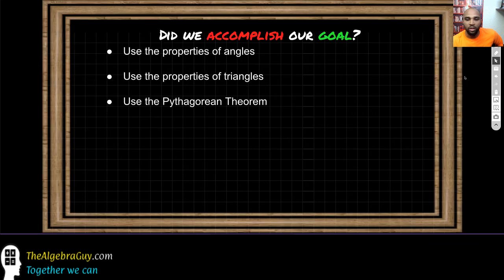All right, now I think that does it. Did we do everything we set out to do? Use the properties of angles, use the properties of triangles, and use the Pythagorean theorem. So we did all those, guys. Thanks for tuning in. My name is Brandon Clayton, the Algebra Guy, and I will see you next time.